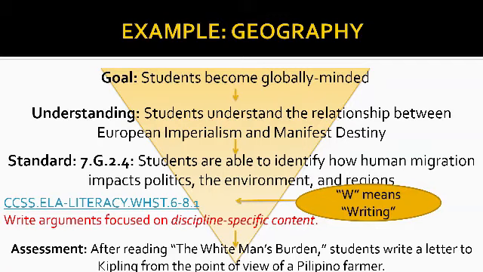Well, what does that look like in an actual assignment? After reading The White Man's Burden, students write a letter to Kipling from the point of view of a Filipino farmer. I hope that helps you see how everything is supposed to line up. You don't have to write a lot when you design these assignments. They're short, but there's a lot of cognitive work happening. So if you have questions as you go, by all means, shoot me some ideas. I'm happy to help you.